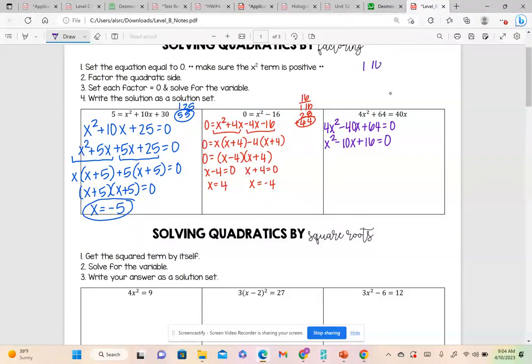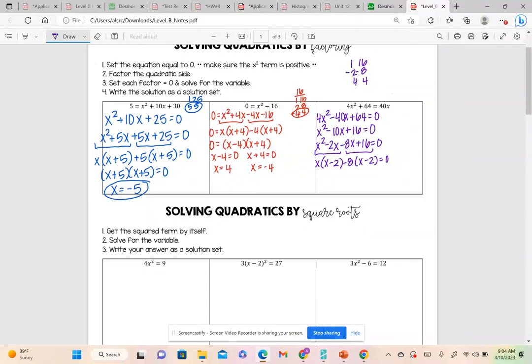Get your factors of 16. So 1 and 16, 2 and 8, and 4 and 4. How do we get negative 10? Negative 2 and negative 8. So x squared minus 2x minus 8x plus 16 equals 0. Group it. Take out a GCF. Take out a GCF. Parentheses are the same.